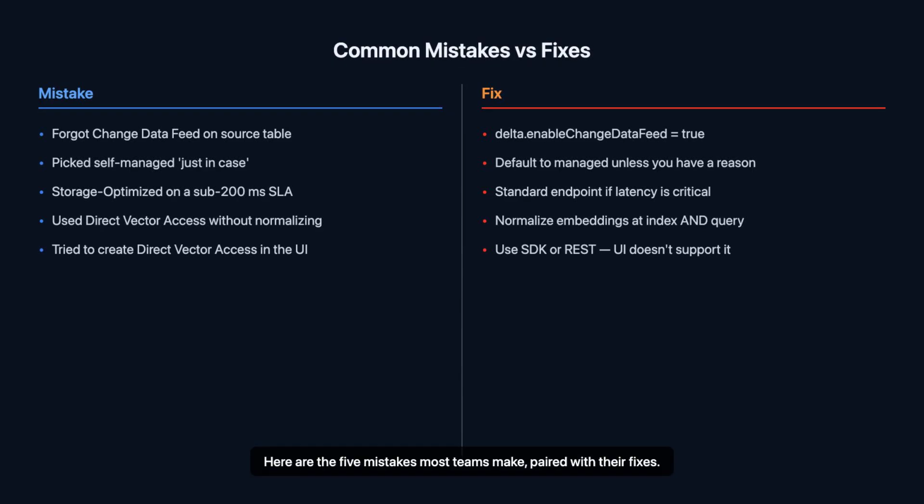Here are the 5 mistakes most teams make, paired with their fixes. Forgot change data feed on the source table. Fix is to set the enable change data feed delta table property to true. Picked self-managed embeddings just in case. Default to managed unless you have a real, named reason. Picked storage optimized for a sub 200 millisecond service level agreement. Standard endpoint is the only valid choice when latency is critical. Used direct vector access without normalizing. Normalize at index time and at query time. And tried to create a direct vector access index from the UI. Use the SDK or REST, because the UI doesn't support it.